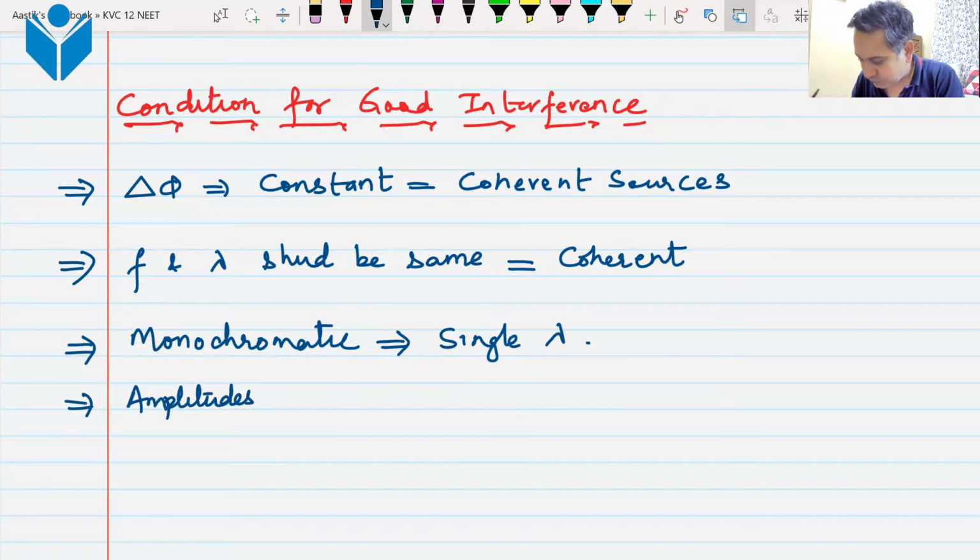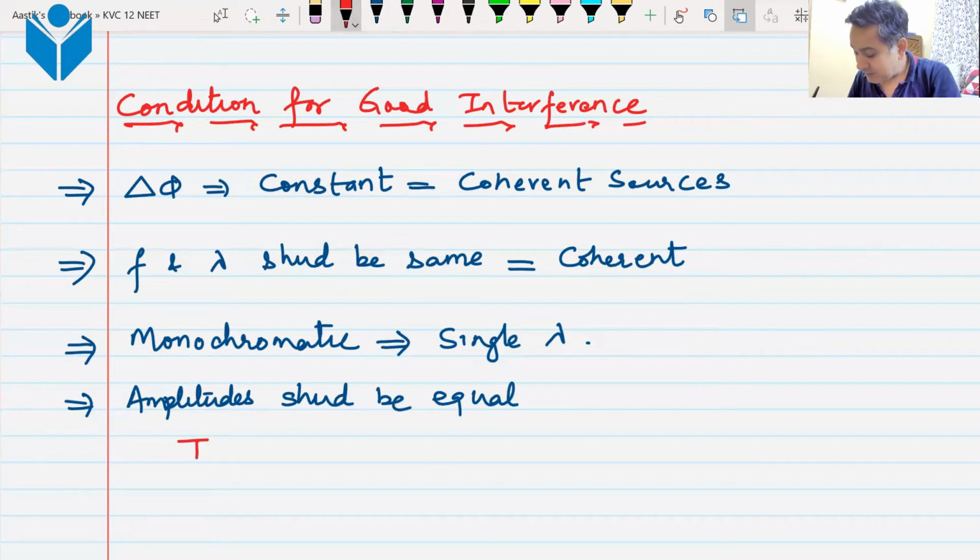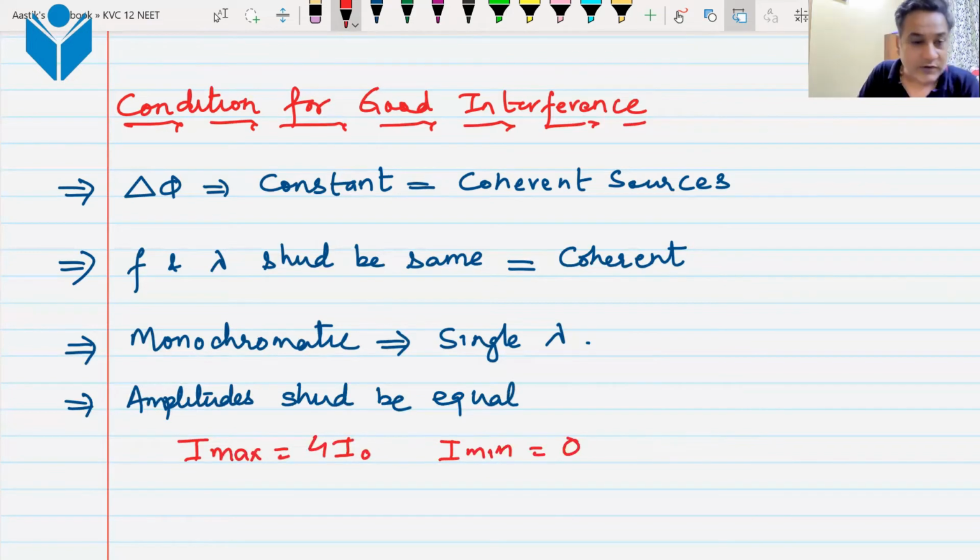Amplitudes of both the waves that are coming should be almost equal. If they are equal, we will have great interference. Then the maximum intensity that we get is 4 times the intensity of one. The minimum intensity that we get is actually equal to 0. I hope all of us remember this.